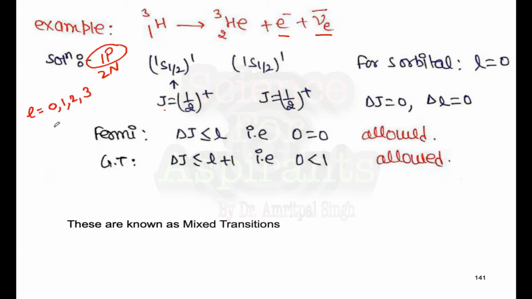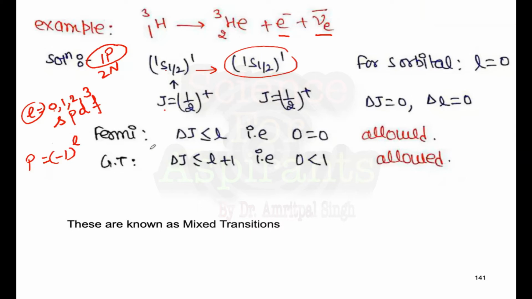If the nucleon is in the s orbital, then the value of L is 0. If it is in the p orbital, then L is 1. And similarly for the d orbital and f orbital, and based on this L value we can find the parity. So parity is (-1)^L. Here, since it is in the s orbital, the L value is 0, so it has a positive parity. And this helium, you can see, has 2 protons and 1 neutron, and its ground state spin is the same as that of the parent nucleus. So the J value is 1 by 2 plus.